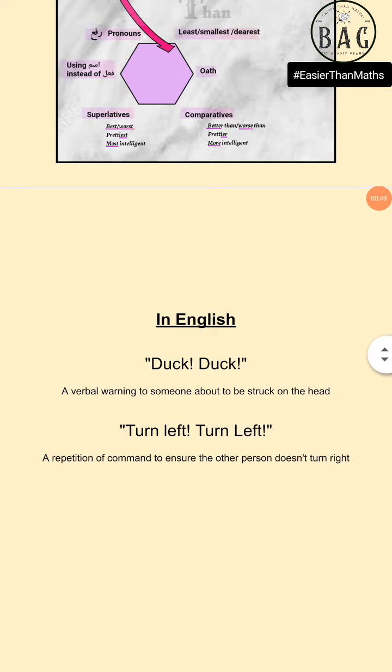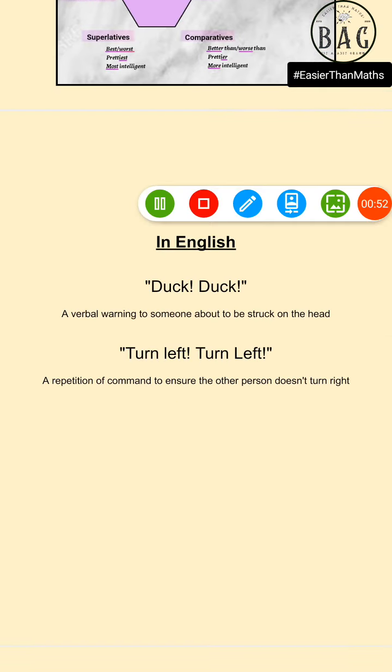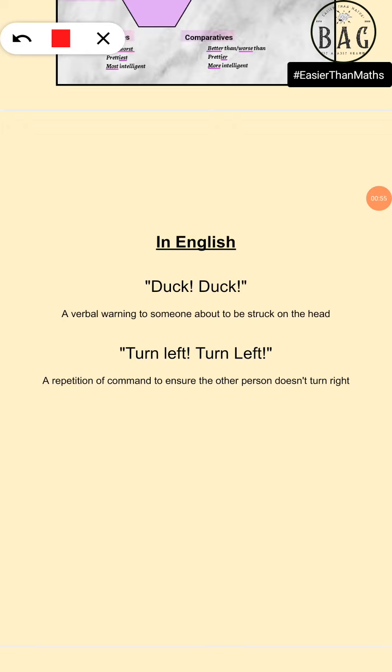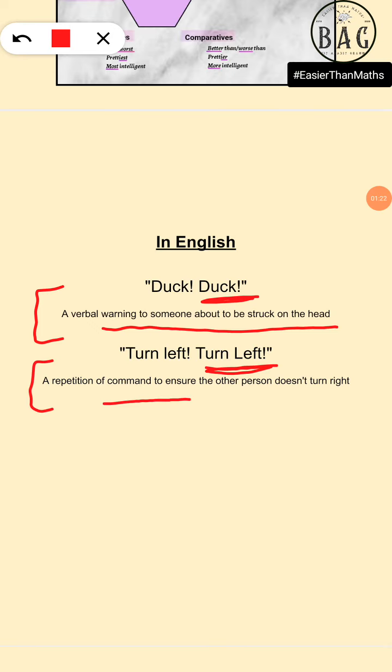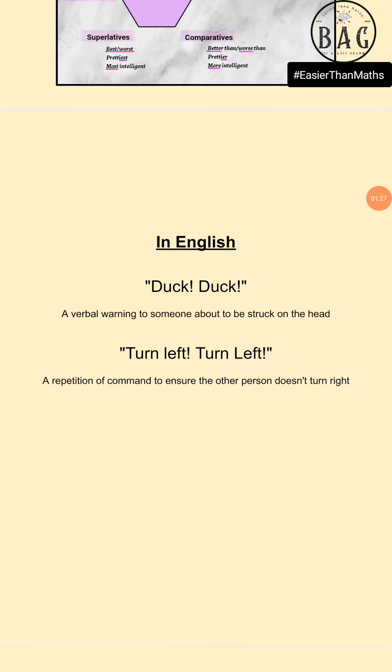Here in this lesson, we're going to be doing repetition via the word itself. In English, for example, we have duck, duck. When do you use it? A verbal warning to someone about to be struck on the head, for example. That's when you tell him to duck. Similarly, turn left, turn left. You can see this is the physical repetition of the entire phrase, a repetition of command to ensure that the other person doesn't turn right. This is something we are all familiar with.